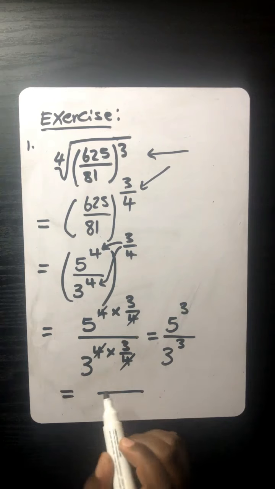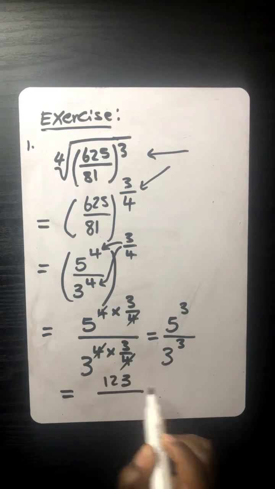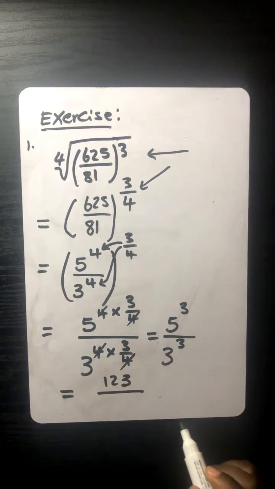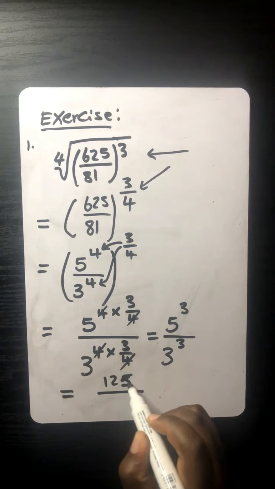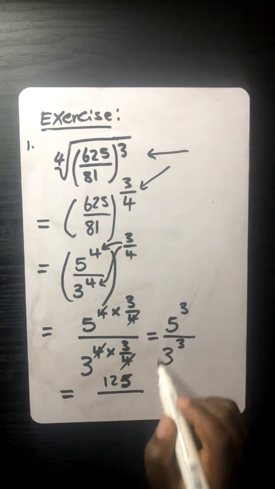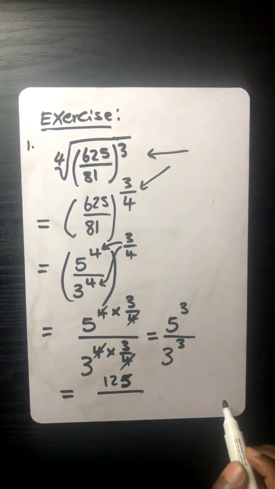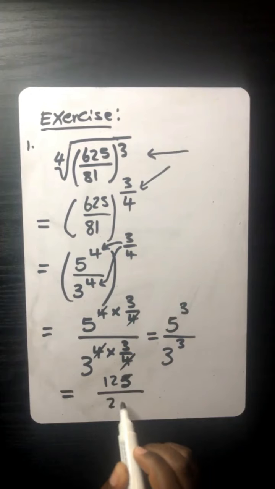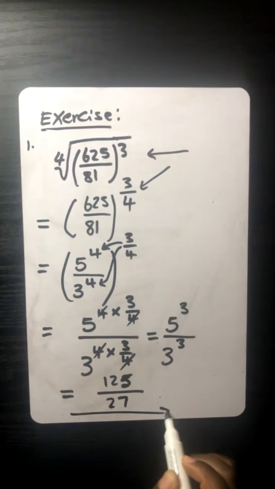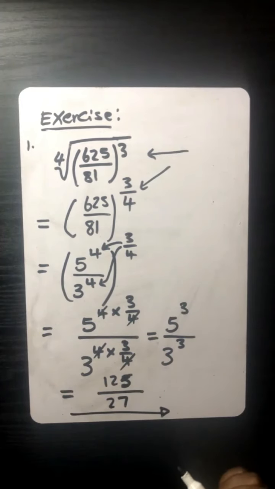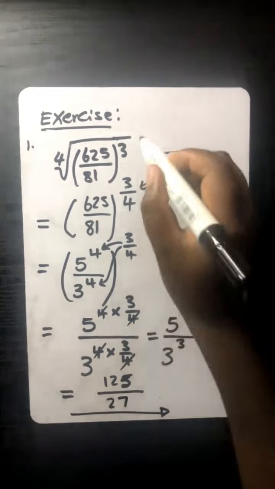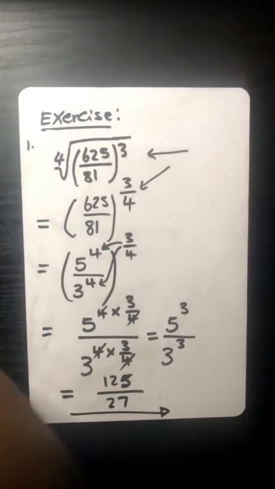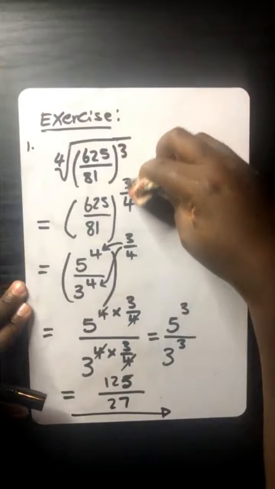125. 123. What is that? 135, sir. Sorry, 125. Then what is that? It's 27. It's 27. What is nice, Shreyas, about the exponents is that you can see you don't have a letter.